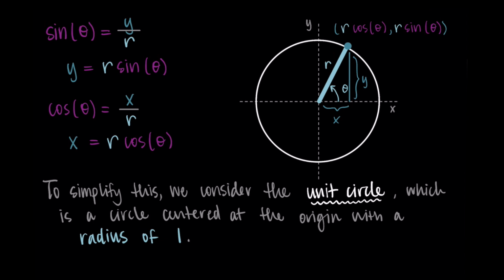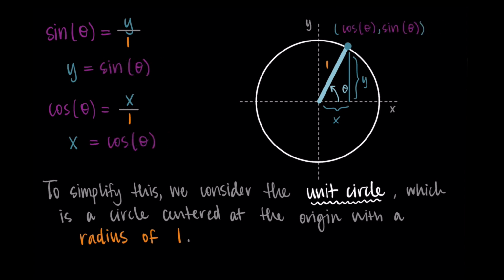And by considering a radius of 1, things are going to get a little easier. So let me highlight this. So if we have a radius of 1, now everywhere we had an r in all of our formulas, we're now going to have a 1. So we defined sine and cosine in general, and now I'm looking at what happens if we look at a specific circle which has a radius of 1. So now we have that y is just equal to sine of theta, and x is just equal to cosine of theta.